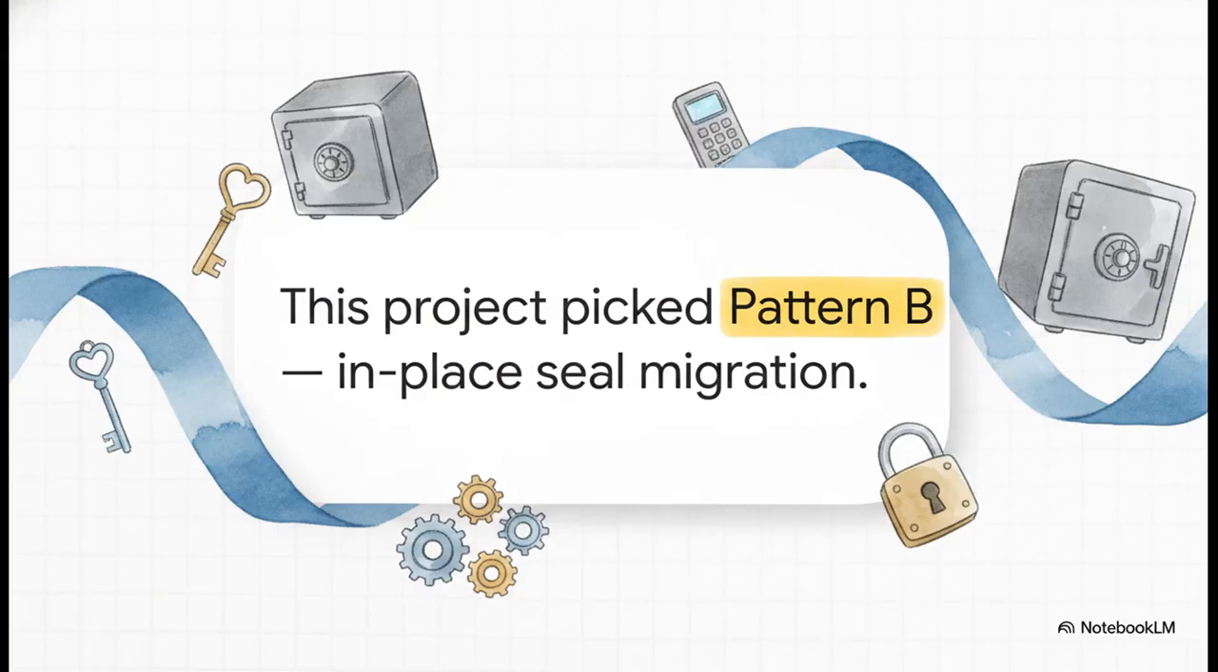So we're starting with a definitive conclusion right up front. This project picked pattern B. That means in-place seal migration. We utilize one vault from start to finish, but with an evolving seal configuration over time. We aren't using 2 vaults graduating into each other, and we definitely aren't using an external KMS anchor. That choice was incredibly deliberate, and by the end of this explainer, you'll understand exactly why, and precisely when the other 2 options would have been the right answer instead.